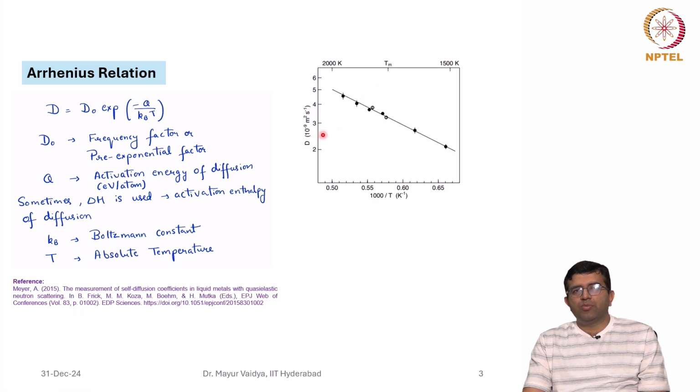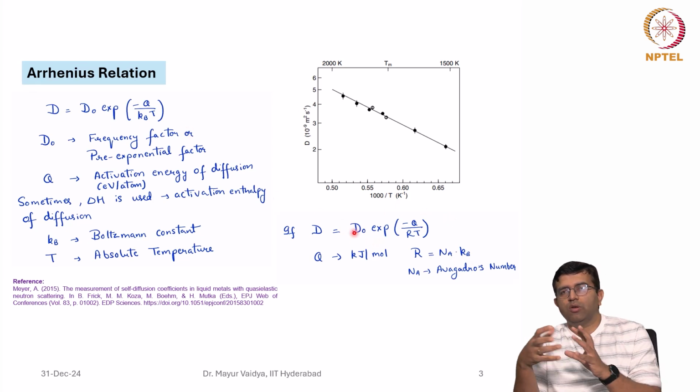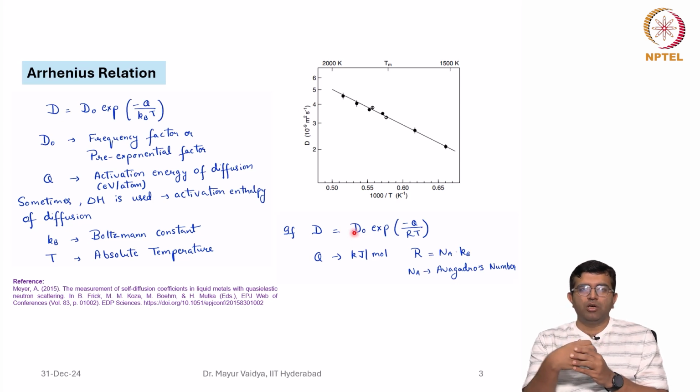Now, this is just an example to show the variation of D with 1/T, taken from this particular reference. Quite often you see that D is written as D0 exp(-Q/RT), in which case Q is expressed in kilojoule per mole, where you know that R = NA kB, where NA is Avogadro's number. Please be careful with these expressions, because sometimes when you are solving numerical problems, if you substitute the wrong expression or you do not take care of the units, then you may end up with erroneous answers.